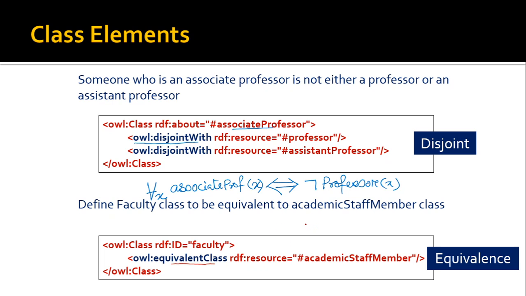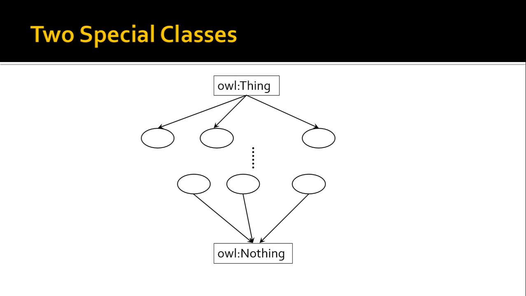And you know how to represent this in first order logic. So you say for all x, faculty x both-way implies, that is, is equivalent to, academic staff member x, right? Now you can define your own classes, depending on the domain you are interested in or the application you are writing, so define the classes as you want.